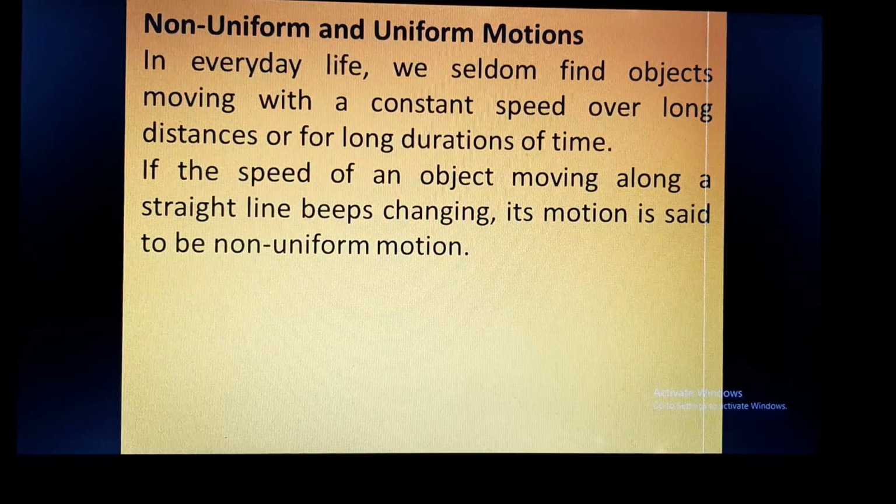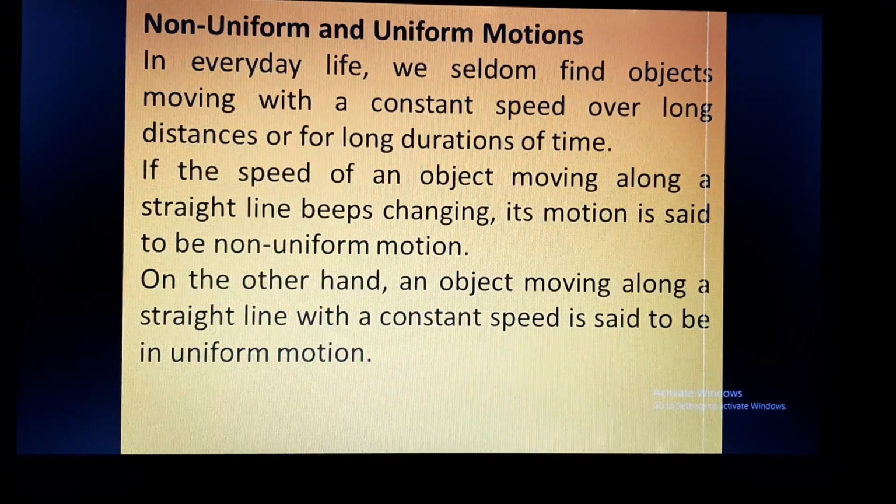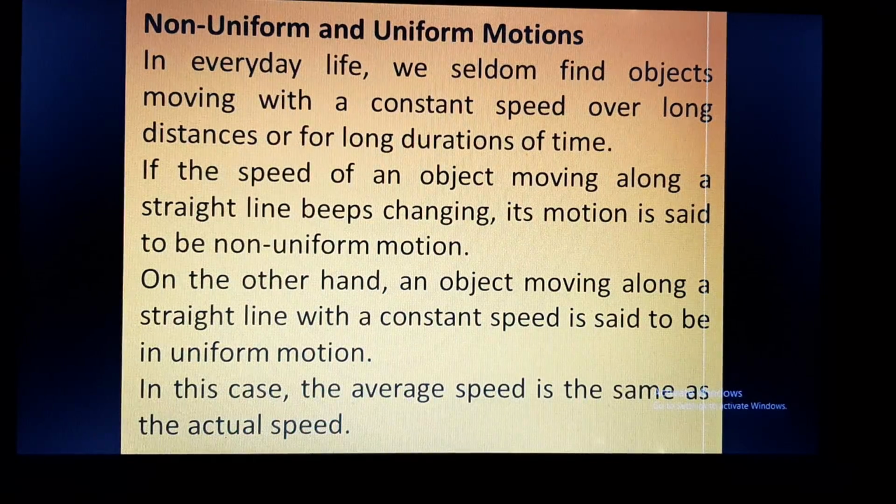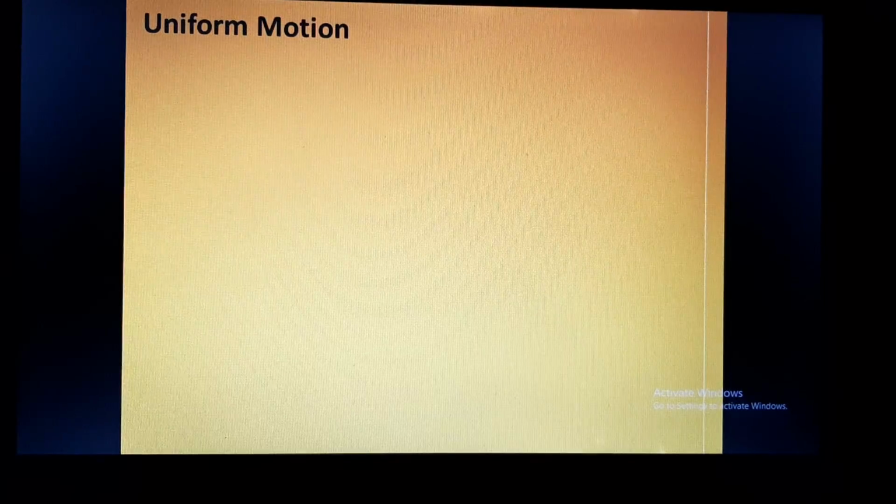If the speed of an object moving along a straight line keeps changing, its motion is called non-uniform motion. On the other hand, if the object is moving along a straight line with a constant speed, it is said to be in uniform motion. So in uniform motion, the average speed is the same as the actual speed, but it does not happen all the time.